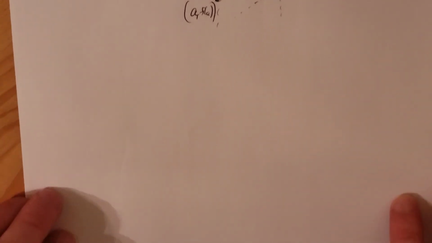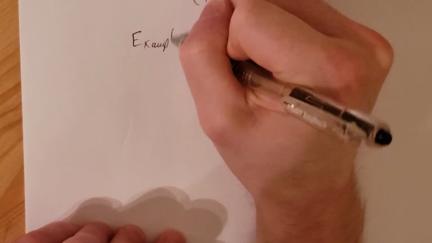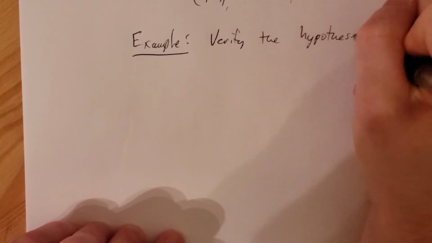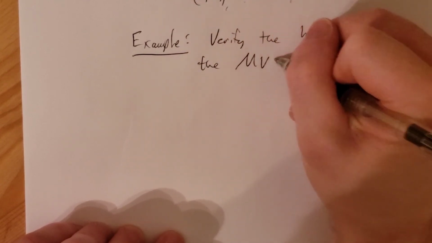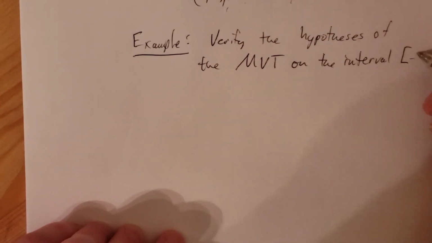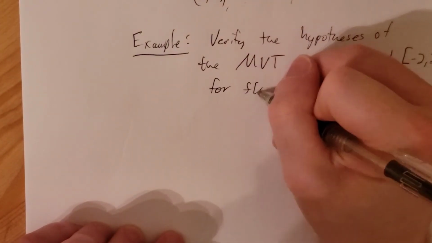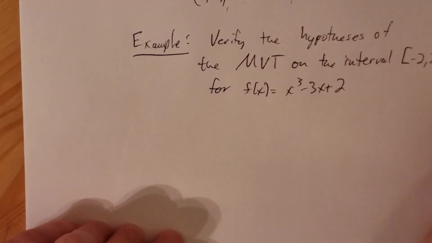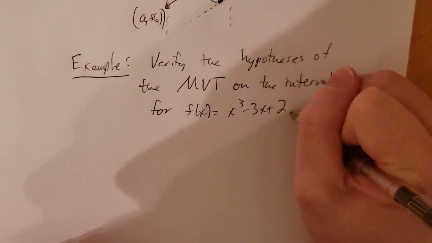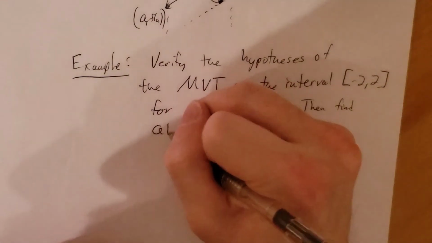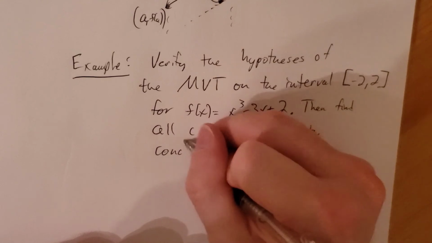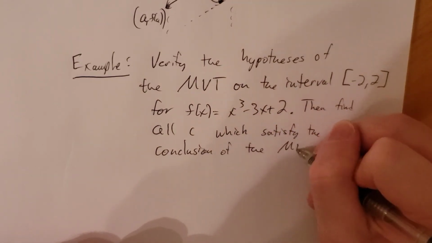Okay. So, let's look at an example where we use this. Let's verify the hypotheses of the mean value theorem, abbreviated MVT here, on the interval -2 to +2 for f of x equal to x cubed minus 3x plus 2. And let's see. Then find all c which satisfy the conclusion of the mean value theorem.